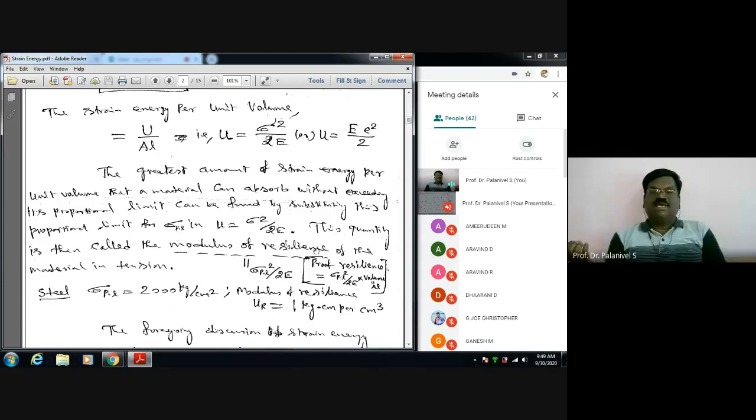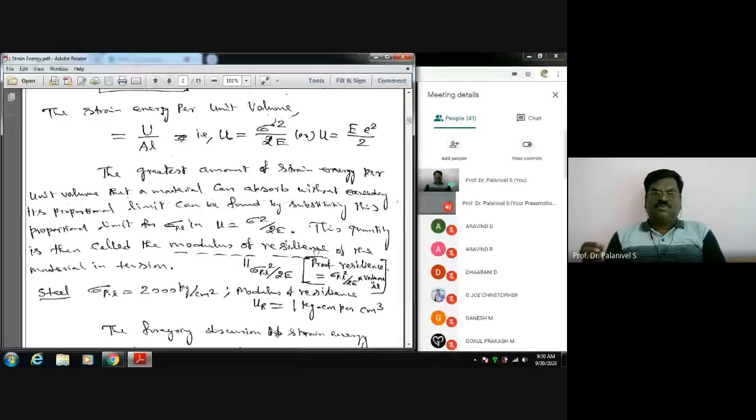The moment you say greatest strain energy, it means the stress in the body will be at the limit of proportionality, the proportional limit stress. Okay. So maximum stress, that is the maximum stress that can occur. Okay. At the limit of proportionality, what is the stress?